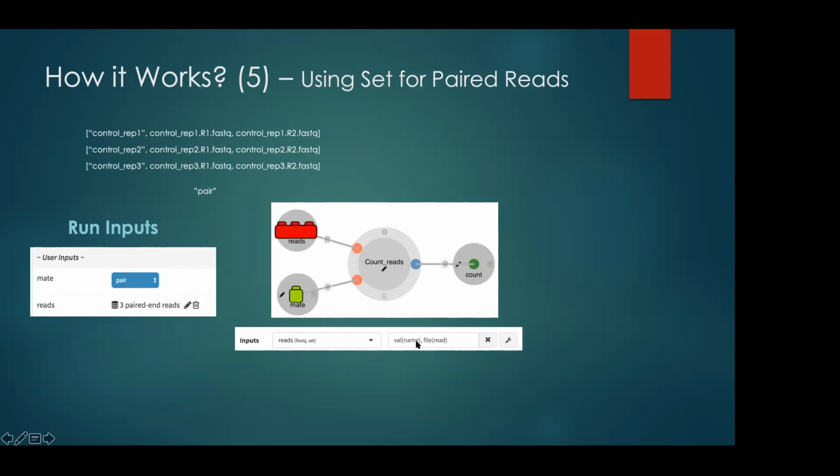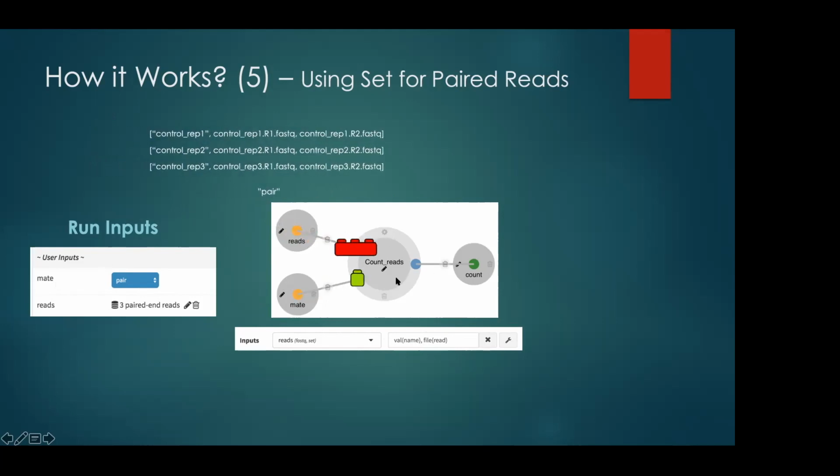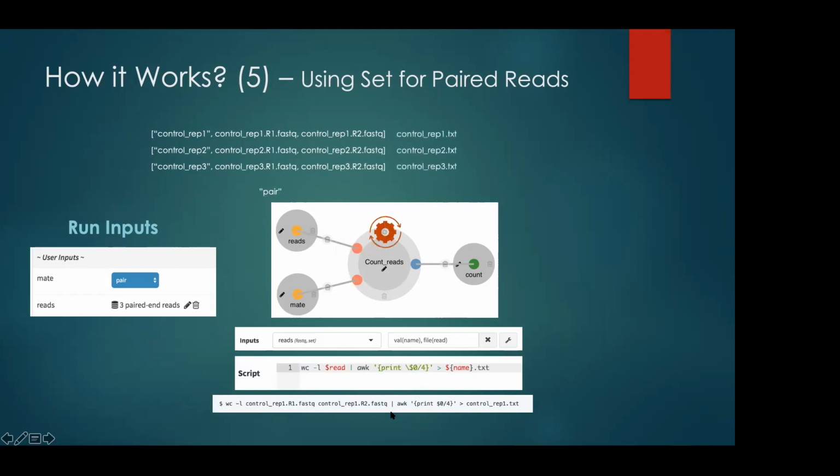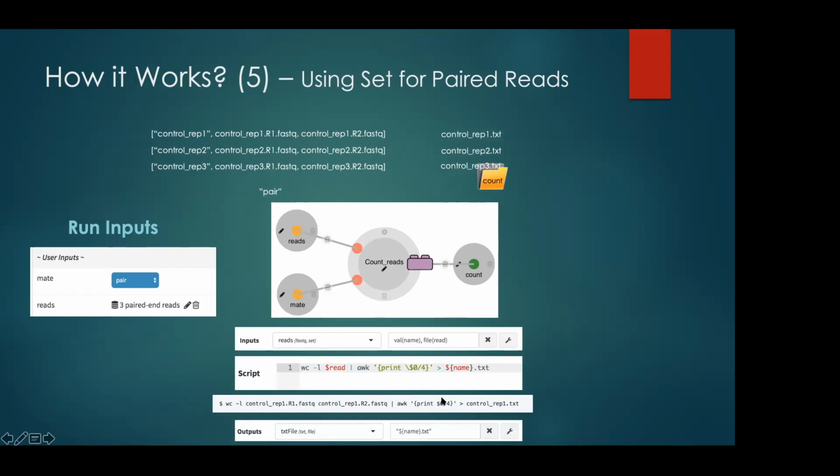So the name is gonna be the same, and the reads will have the two reads that are paired. So it will come to this point for the execution, and it will create this name.txt file. And let's execute this one, and everything is over the same.